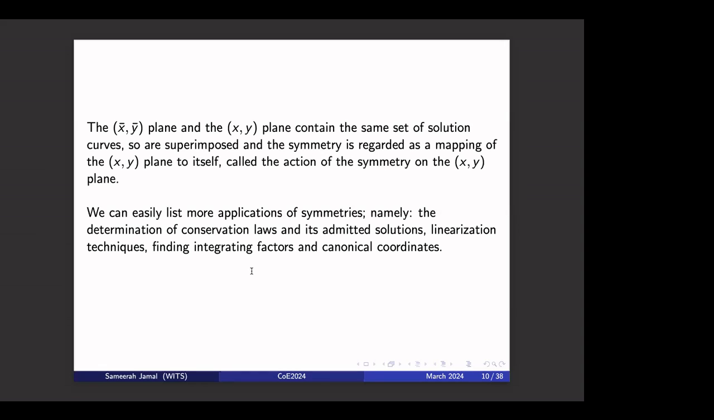We can easily list some applications of symmetries. One closely connected application is that of conservation laws and the solutions that one can find from conservation laws. Then there are linearization techniques, which are very important in analyzing equations. Also, we have integrating factors, which play a role in solution processes. And then, for example, canonical coordinates, which have applications in phase space analysis.